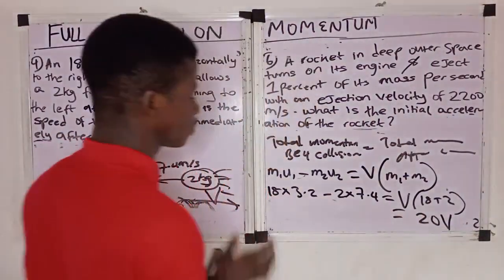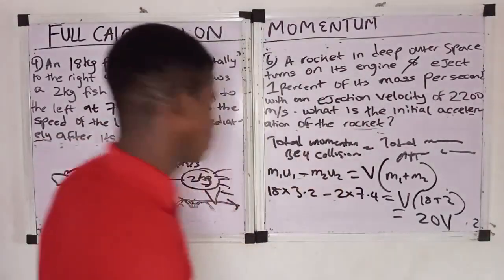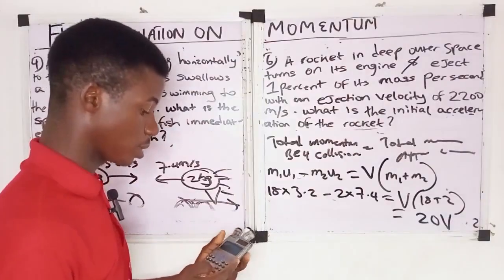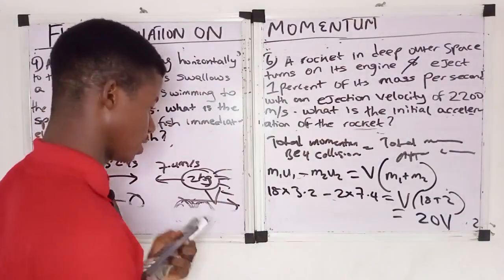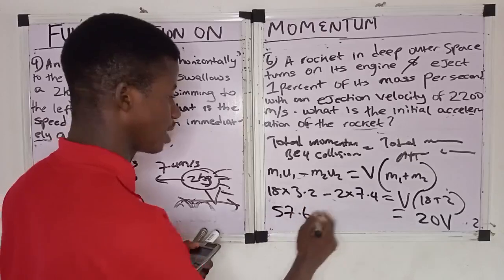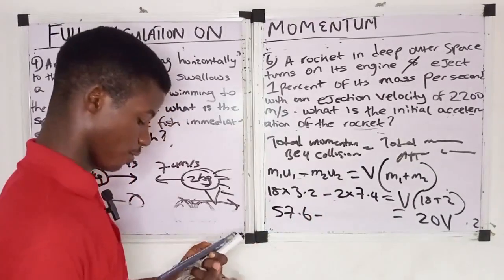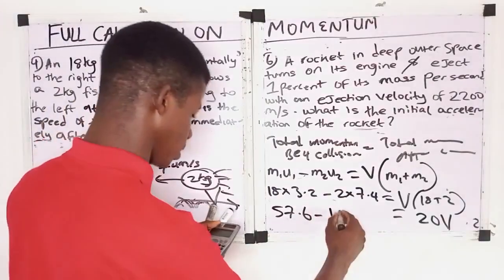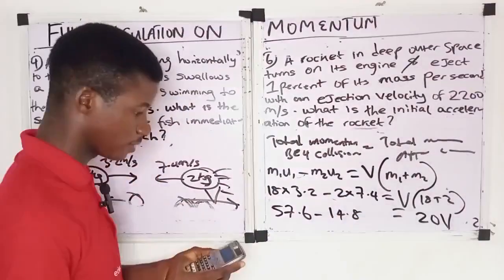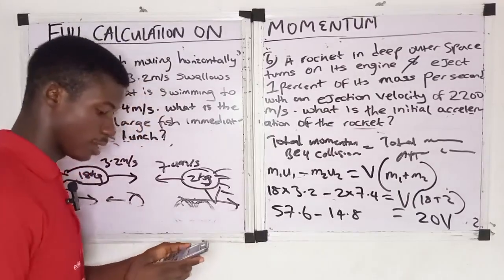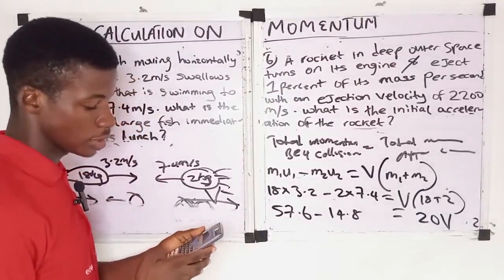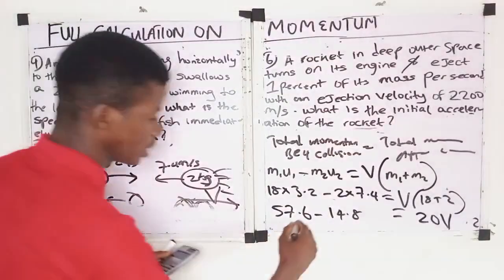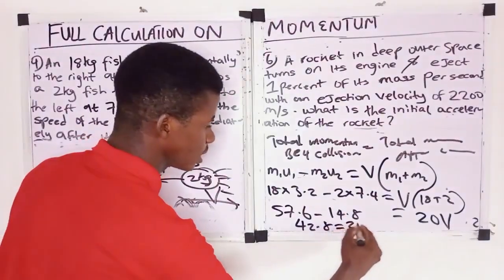Then it equals 18 times 3.2, which gives us 57.6, then minus 2 times 7.4, which gives us 14.8. So 57.6 minus 14.8 gives us 42.8. So 42.8 equals 20V.